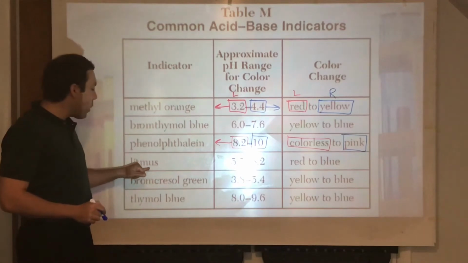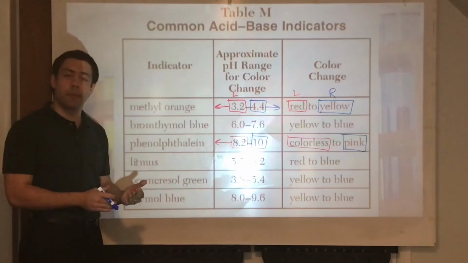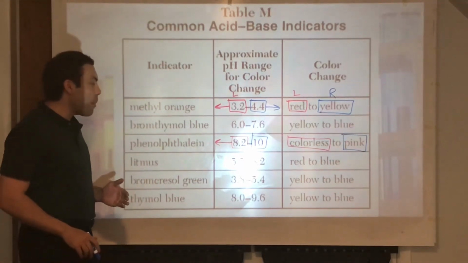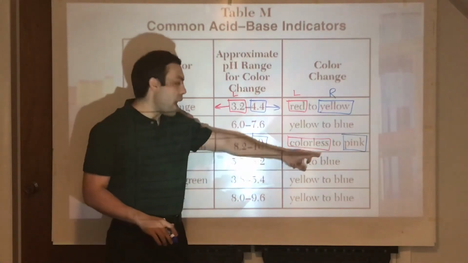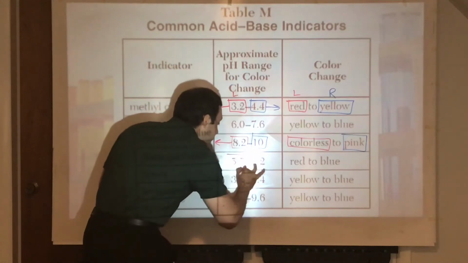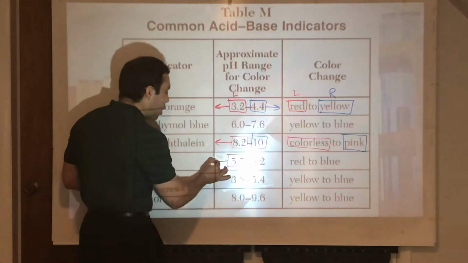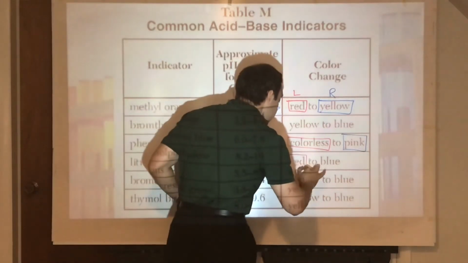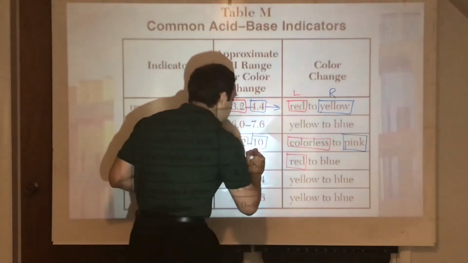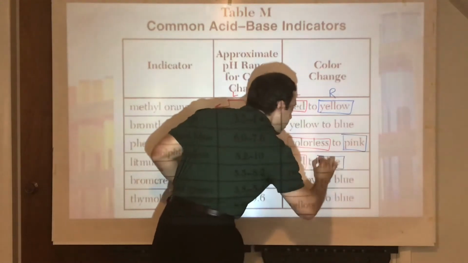One last one I would like to take a look at is litmus. Litmus could be a solution, or it could be litmus paper. Now, litmus paper comes in 2 forms, red and blue. Litmus, if in a solution of a pH 5.5 or below, is going to be red. Or if it's in a solution of 8.2 or above, it is going to be blue.